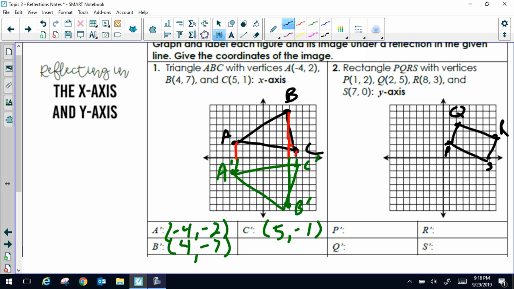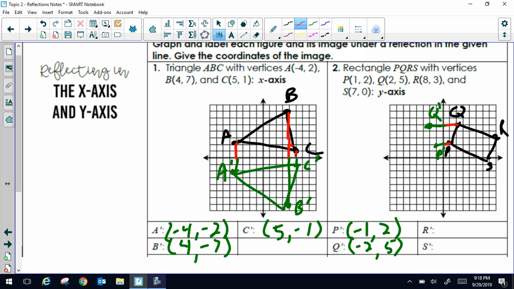This time we're going to count side to side. P is 1 unit away, so P prime will be 1 unit away. This time the x changes signs, but the y stays the same. Q is 2 away from the y-axis, so Q prime is 2 away. It is right here. Again, the x has changed signs. It's now at -2, 5.